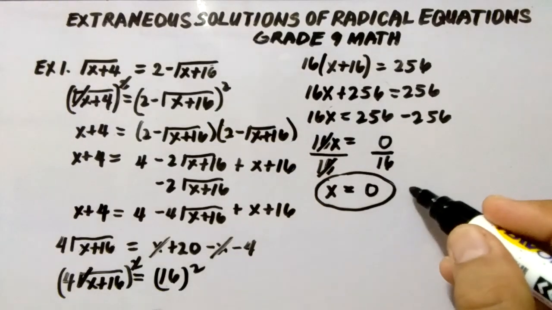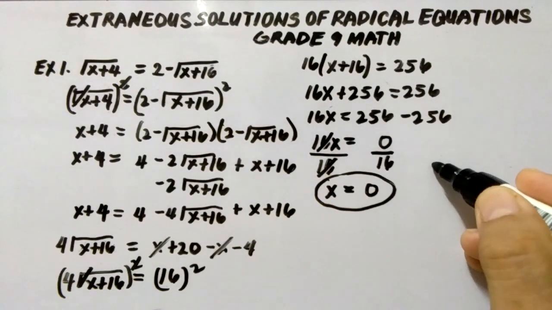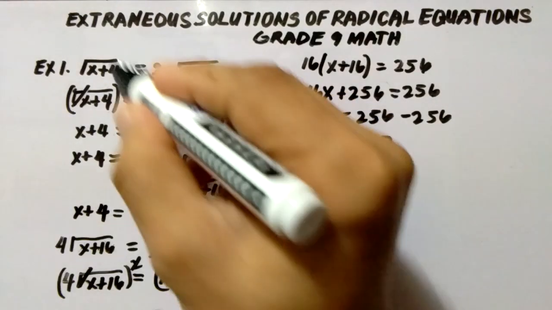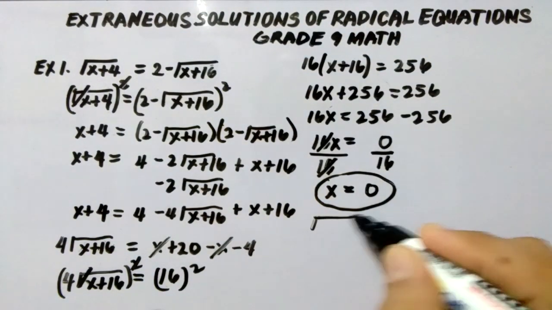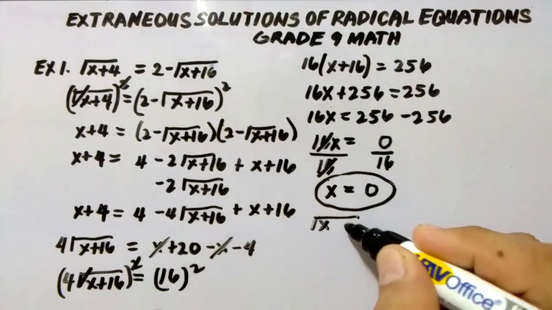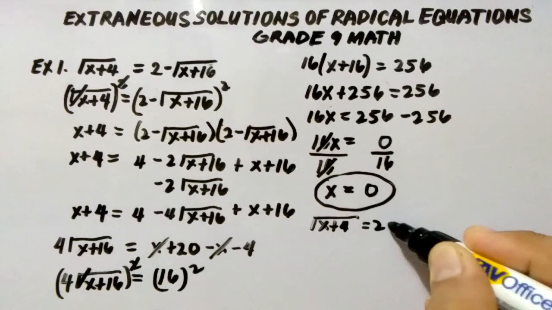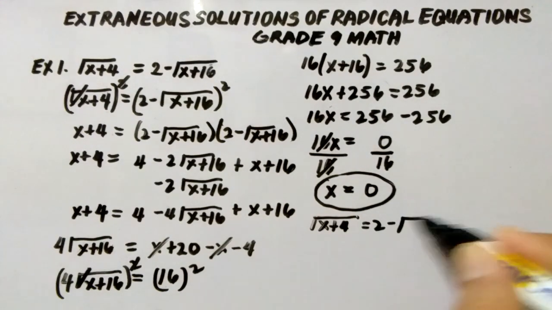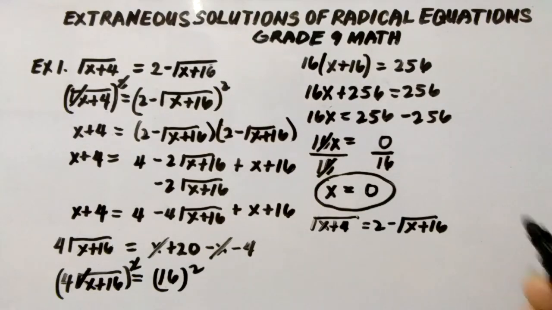Ngayon, i-check po natin kung nakuha nating value is extraneous solution. Okay, so i-copy po natin yung original equation. So, we have square root of x plus 4 is equals to 2 minus square root of x plus 16.